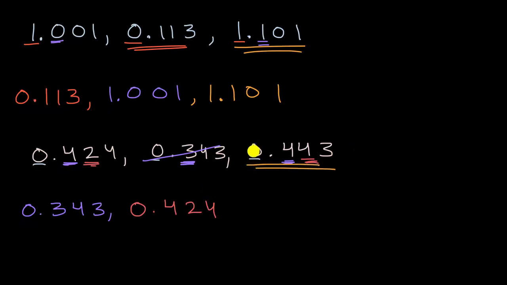And then last but not least, this one right over here. It has the same number of ones as everything else. It has more tenths than this middle one and the same number of tenths as the left one. But then it also has more hundredths than the left one right over here. So this is the largest of the numbers, 0.443. And we're done.